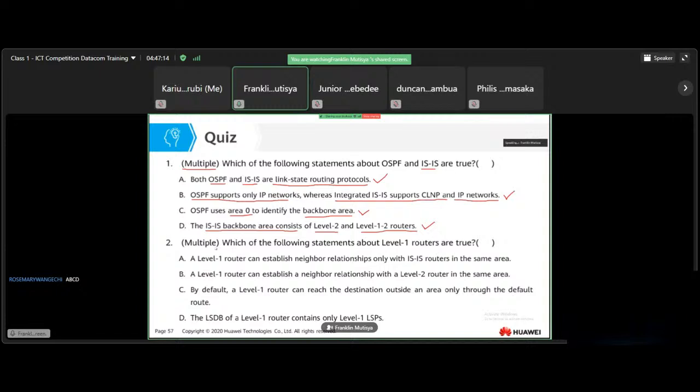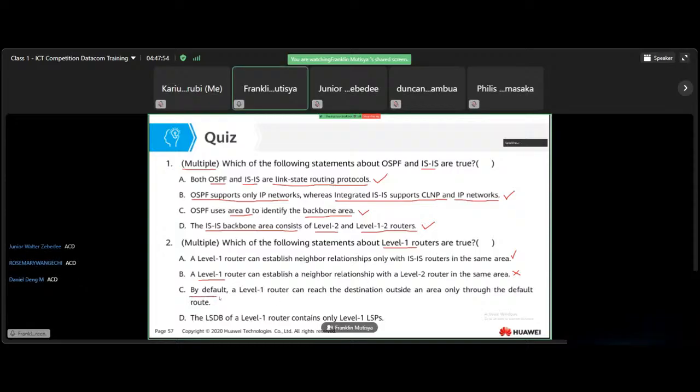Let's have question number 2. Which of the following statements about level 1 routers are true? A, level 1 routers can establish neighbor relationship only with ISIS routers of the same area. Is that true or false? Yes, it is true. B, a level 1 router can establish a neighbor relationship with a level 2 router in the same area. No, level 1 and level 2 cannot establish a neighbor relationship.